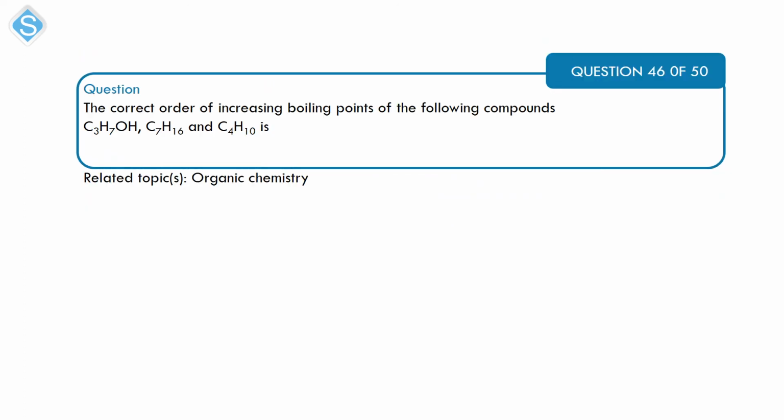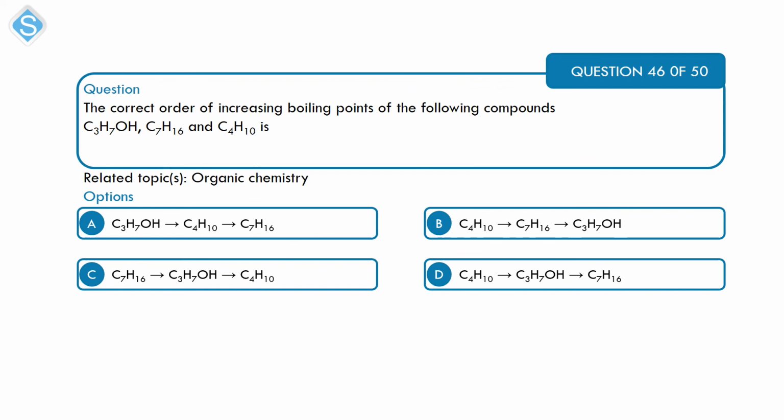Next, the correct order of increasing boiling point of the following compounds: we have propanol, we have heptane, and we have butane. We have options A, B, C, and D.